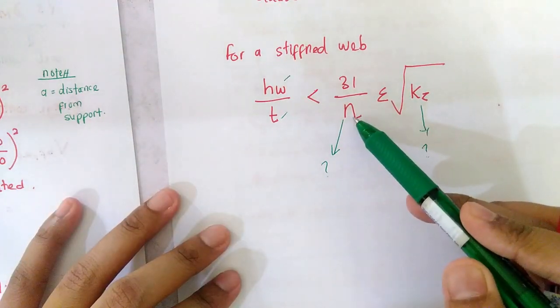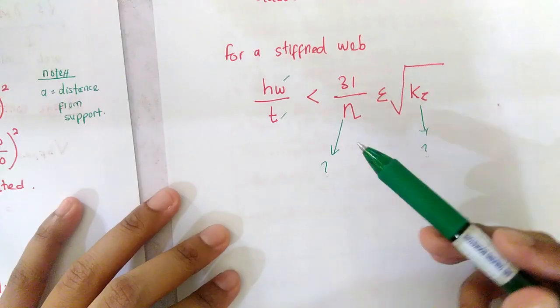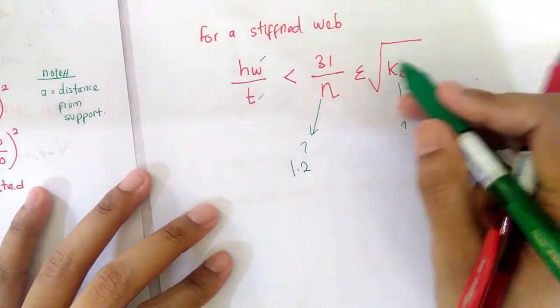For this one, we need to refer to clause 5.1 in EC3 part 1-5, note 2. For steel grade S460 and lower, the value of eta is equivalent to 1.2. For steel grades higher than S460, it gives us the value 1.0. So in our case, as our plate girder's grade of steel is S355, we have the value of eta as 1.2. And how about this one?